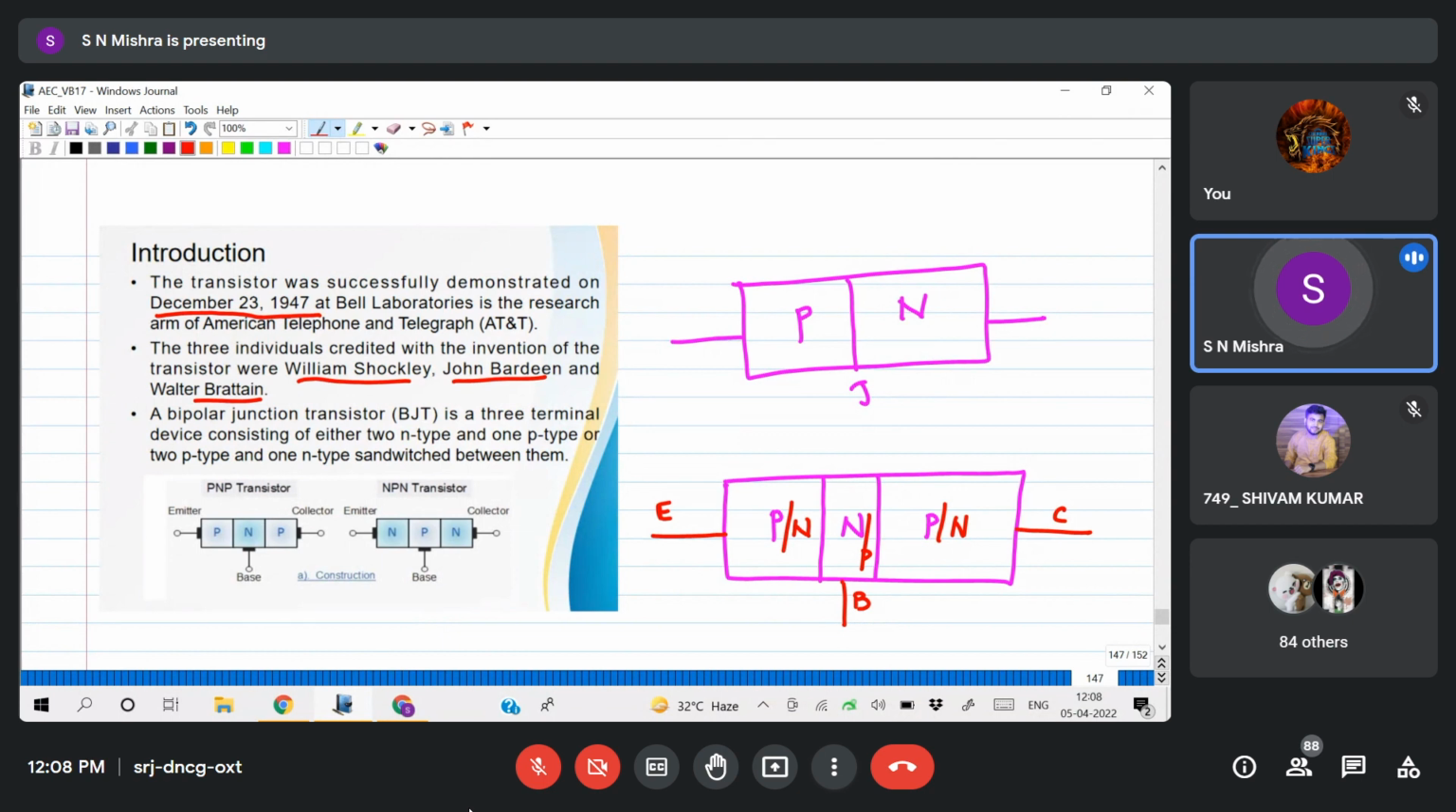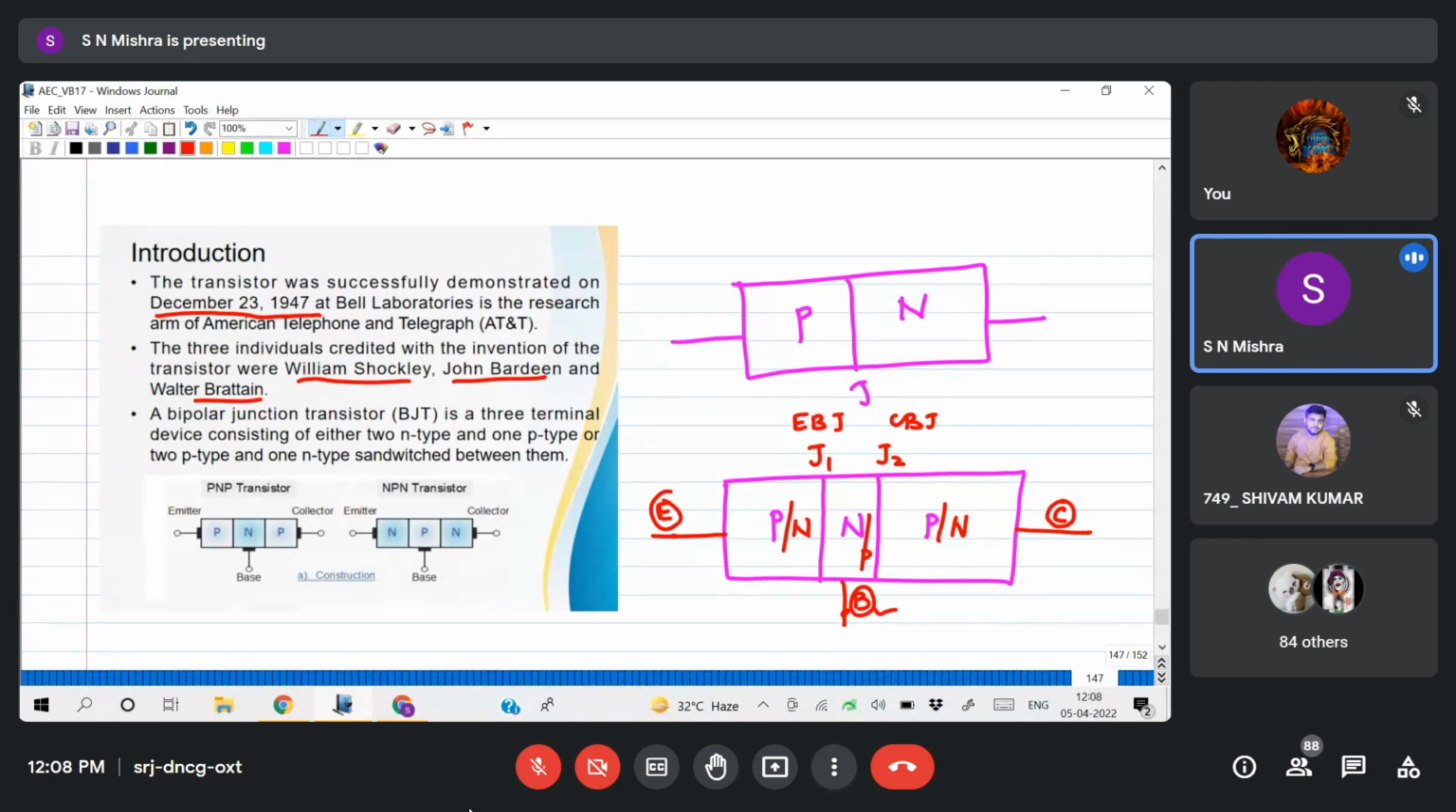And here we get two junctions. This is one junction, this is the second junction. The first junction is called the emitter base junction. Between emitter and base we get this junction. So this is the emitter base junction, I can write here EB junction. The second one is collector and base. So this is the CB junction. Like a diode we have one junction, in a transistor we get two junctions. One is called the emitter base junction, another one is the collector base junction.